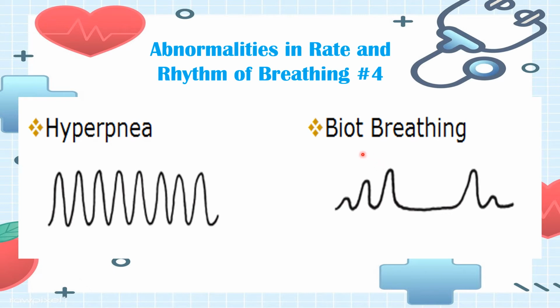Another abnormality is Biot breathing or ataxic breathing. The breathing here is irregular. There are periods of apnea that alternate with regular deep breaths, which stop suddenly for short intervals. The causes include meningitis, respiratory depression, and brain injury, typically at the medullary level.